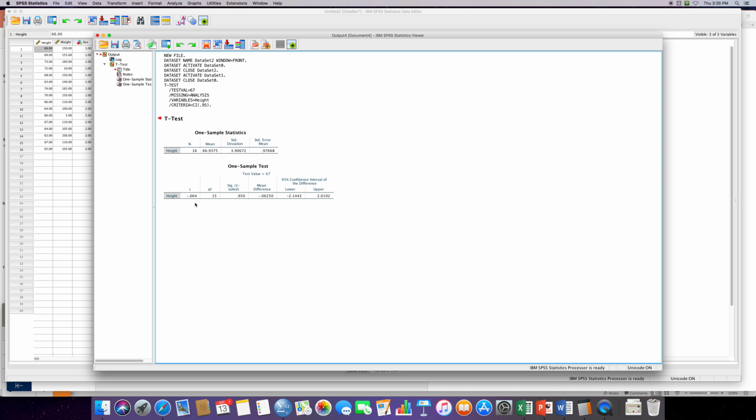So what you would say is, a single sample t-test that compared the mean height of the sample to a population with an average height of 67 was conducted. No statistically significant difference was found, and the way you would say it is t, parentheses 15 for degrees of freedom, equals negative 0.064 with a p-value of 0.95. And the sample mean of 66.9375 inches with a standard deviation of 3.907 was not significantly greater than the population mean.